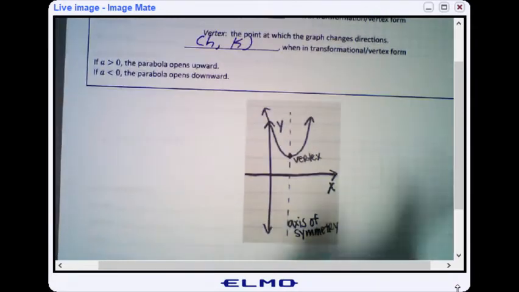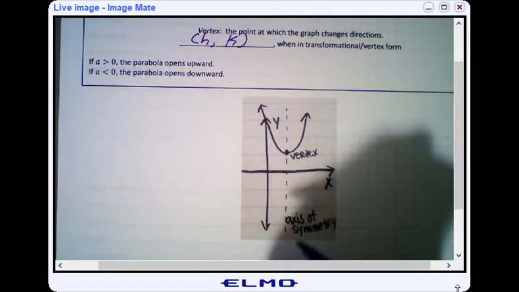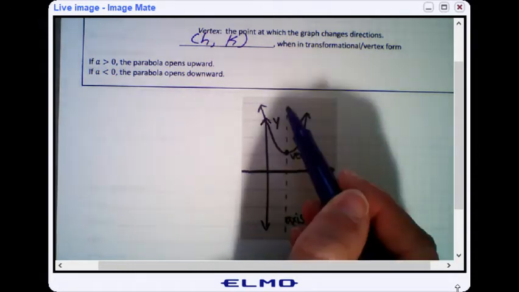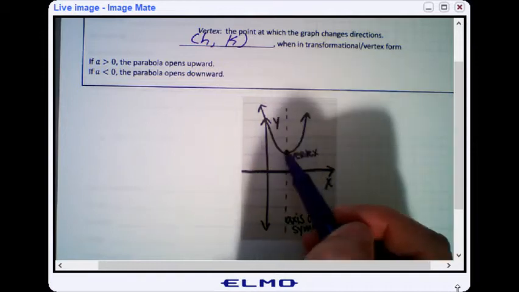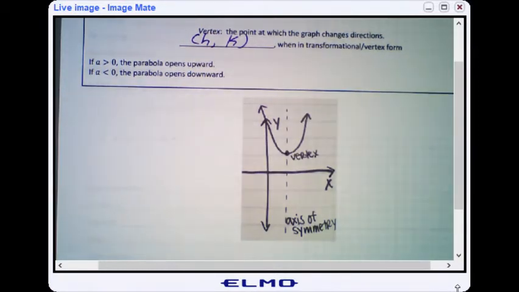This is just a quick general example. So if we have a quadratic, there's our axis of symmetry, and we'll do dotted lines to kind of show it. And then there's our vertex, the lowest or highest point.